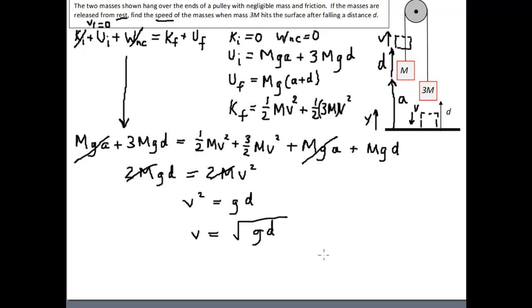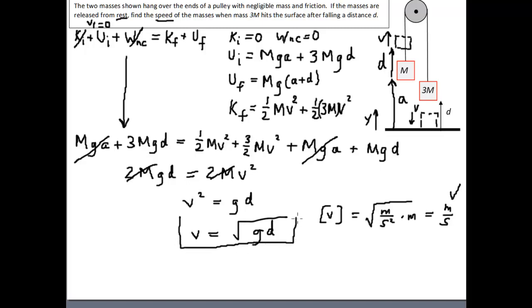And we can check the answer for units, just to make sure that we've done our algebra correctly and haven't made any horrible mistakes. So according to this equation, the units for velocity should be the units for g, which are meters per second squared, times the units for d, that's a distance, so times meters. So under the square root, we get meters squared per second squared, and that gives us meters per second. So the units check out, and the answer turns out to be surprisingly simple for this problem.